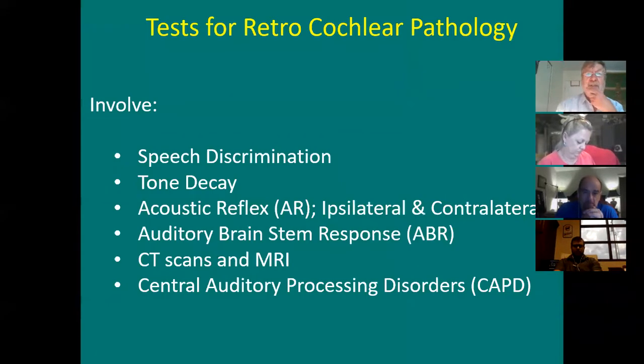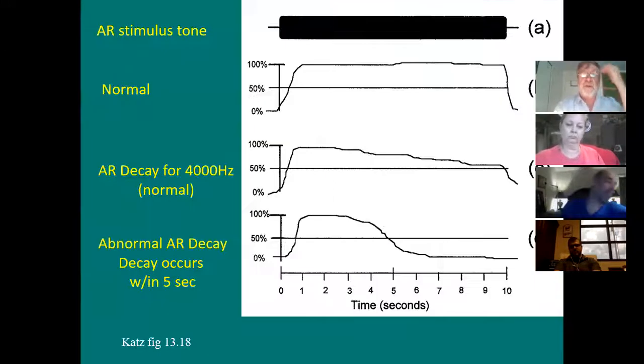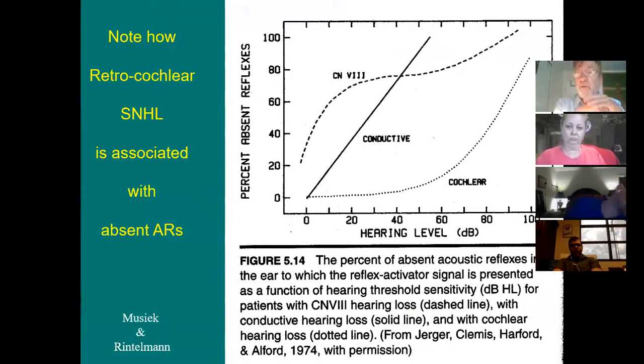All right. So tests for retrocochlear pathologies: speech discrimination, tone decay, acoustic reflex, ipsilateral and contralateral, and I forgot to put acoustic reflex decay, ABR, CAT scans and MRIs, and the one thing we haven't talked about is the very last one, central auditory processing disorders. There is one picture here I want to show you, and it's this one here. It's an important picture. It's in your PowerPoints too. Okay, and then we will leave page 2, and we will finish this topic on retrocochlear pathology.